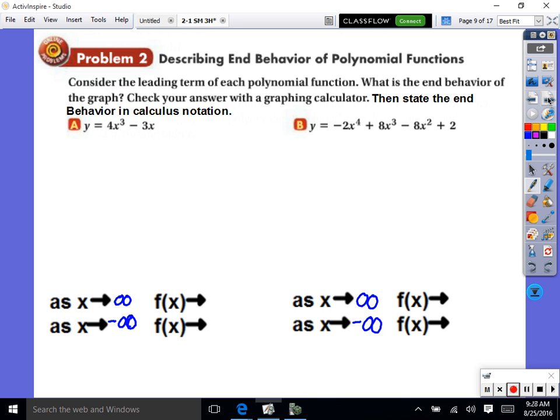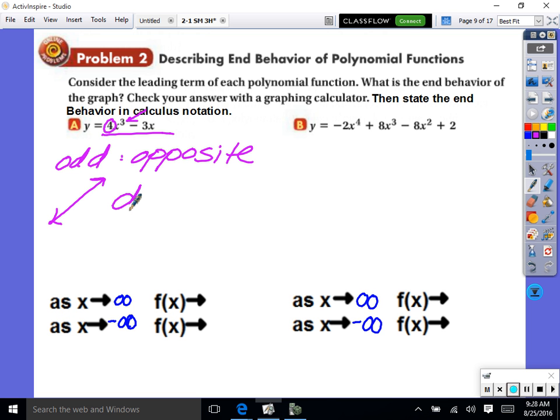All right, let's do some quick examples right here. It says, consider the leading term of the polynomial. What's the end behavior of the graph? So we look at it. Is this even or odd degree? Odd. So we have opposite end behavior. Now, is it positive in front? Yes. So the end behavior is going to behave the same as a line. A positive line looks like this. So won't this end behavior be down and up? Perfect.